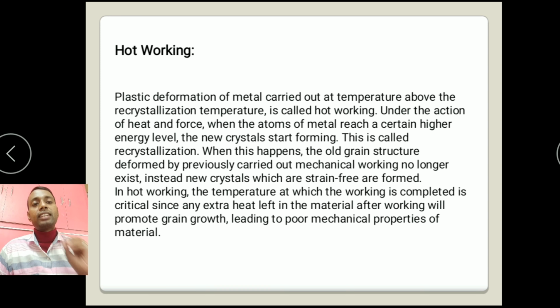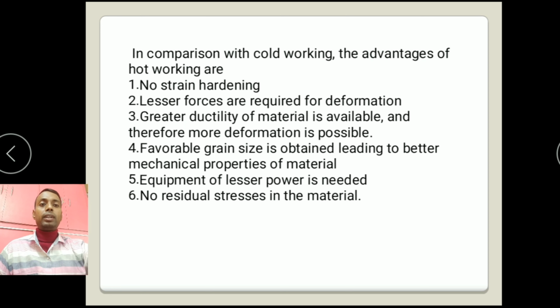Instead, new crystals which are strain free are formed. In hot working, the temperature at which the working is completed is critical, since any extra heat left in the material after working will promote grain growth, leading to poor mechanical properties of the metal. What is the advantage in comparison to cold working? No strain hardening, lesser force is required, greater ductility of material is available, favorable grain size is obtained, leading to better mechanical properties of the material, equipment of lesser power is required, no residual stress generated in the material.